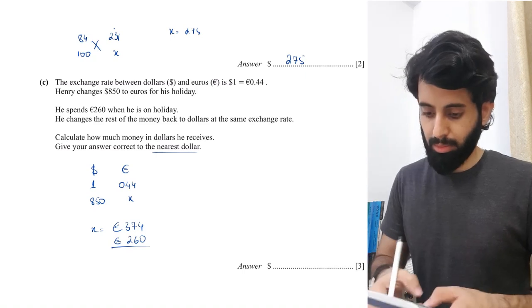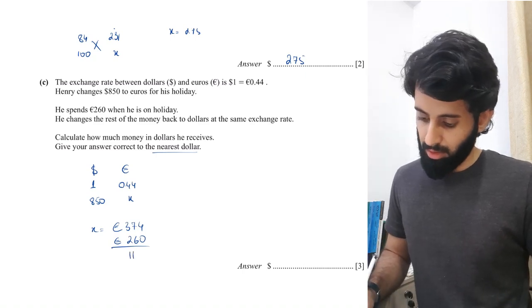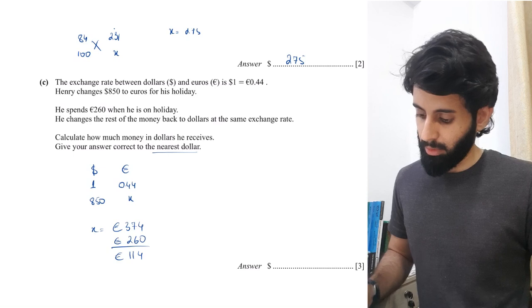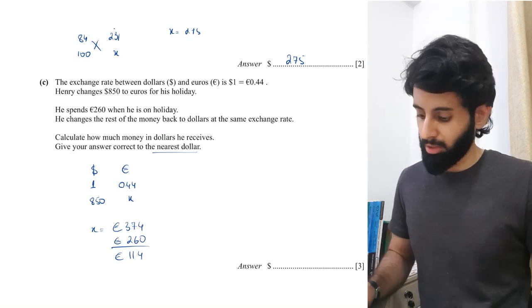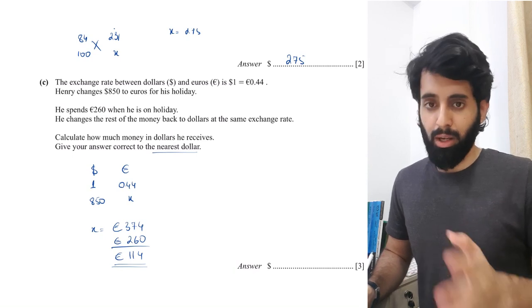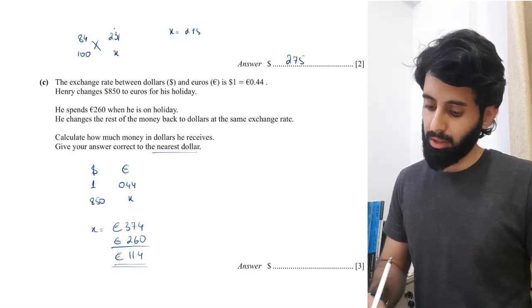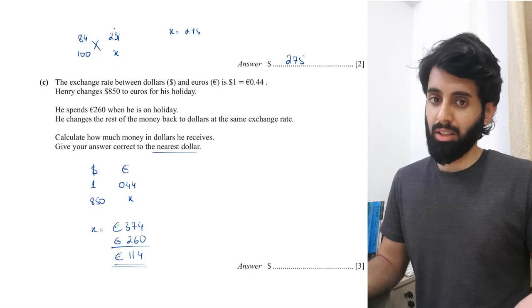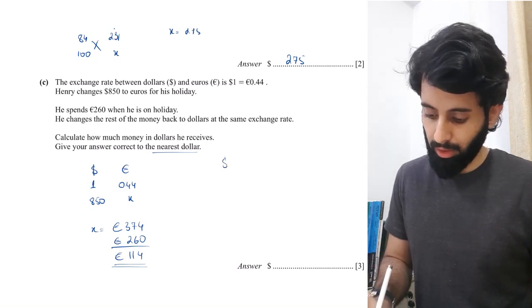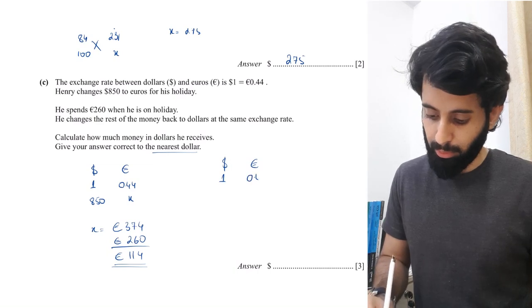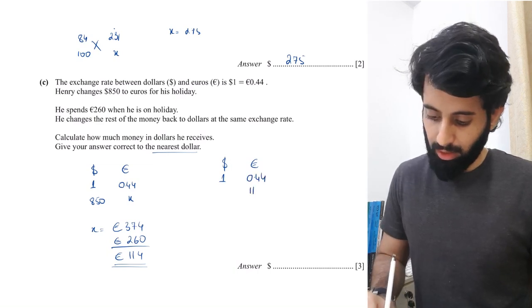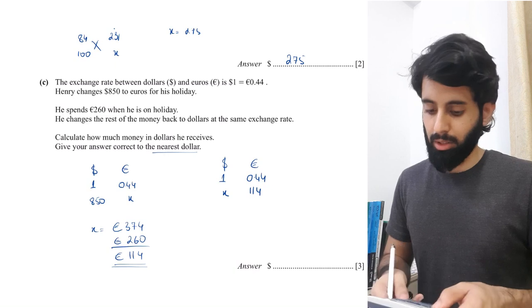Now from this 374 he spends 260. Okay, so I'm going to subtract 260. So this is what he has left when he's coming back to the US presumably, and there's no point in bringing euros back, so ideally he should convert them back to dollars. So he's going to the bank again, and the exchange rate remains the same. So for $1 you are getting how many euros? You're getting 0.44, but this time he has 114 euros and he wishes to convert them into dollars.